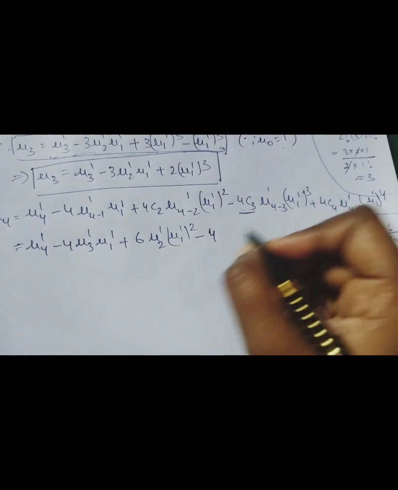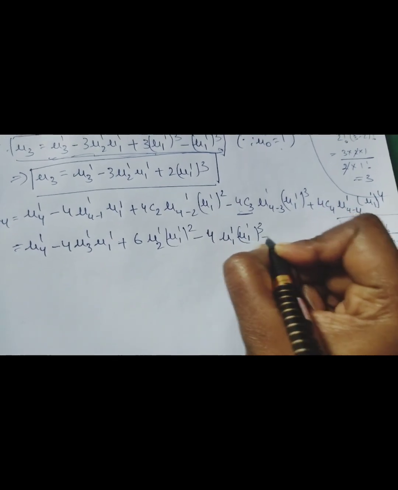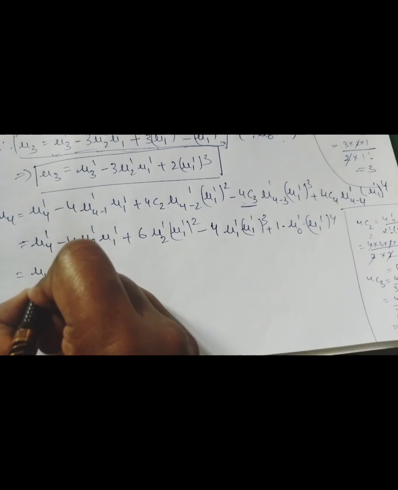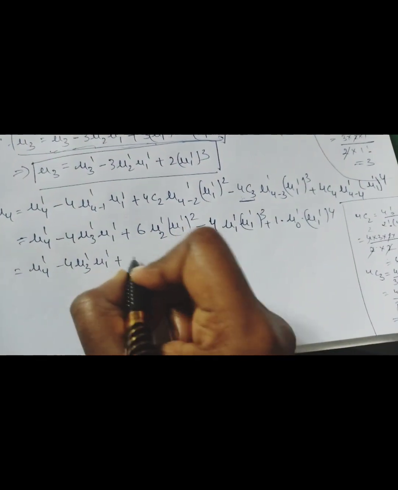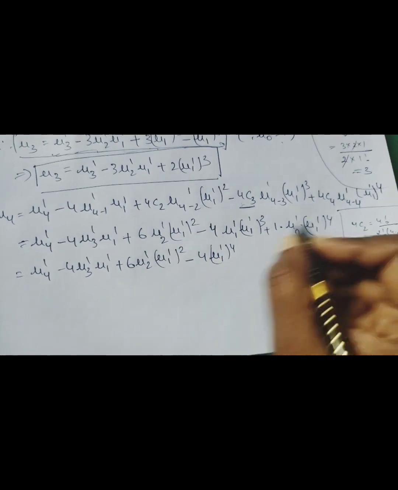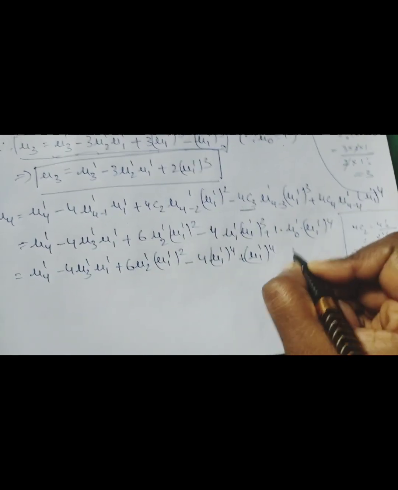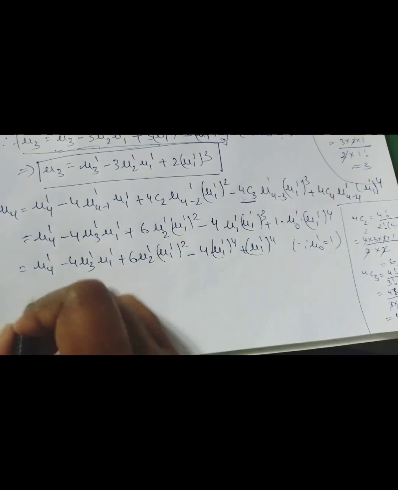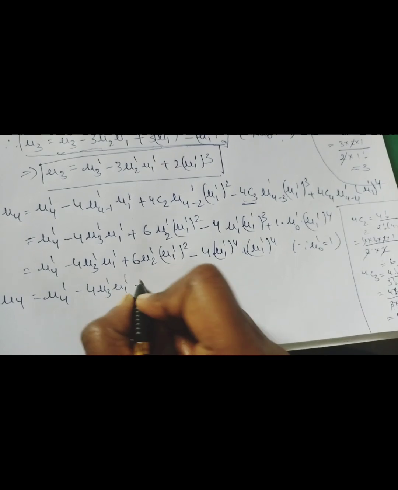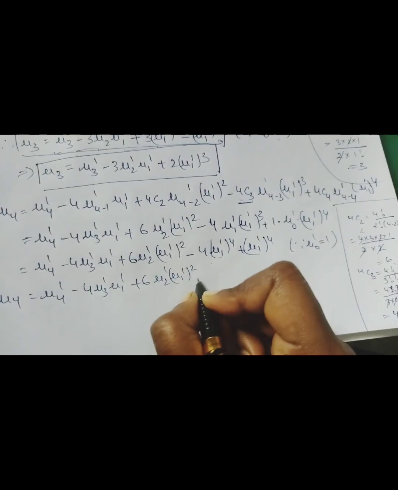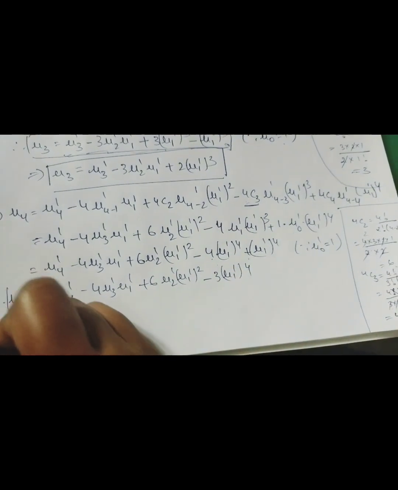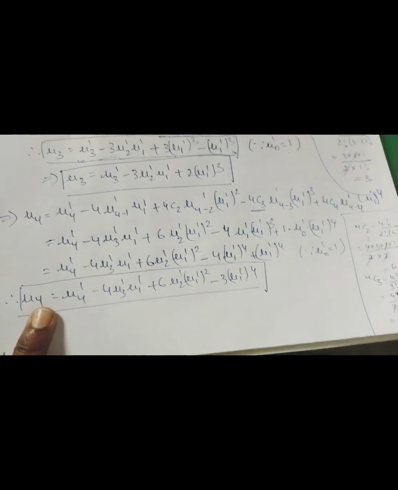4C3 is 4 now, into μ1'³, plus 4C4 is 1 into μ0' into μ1' to the power 4. This is equal to μ4' minus 4μ3'μ1' plus 6μ2'μ1'² minus 4μ1'³... μ0' is 1, so μ1' to the power 4, since μ0' equal to 1. So finally, μ4 equals μ4' minus 4μ3'μ1' plus 6μ2'μ1'² minus 4 plus 1, that is minus 3μ1' to the power 4. So by this we have completed all the 4 central moments in terms of non-central moments.